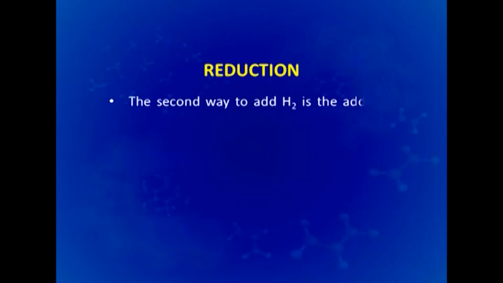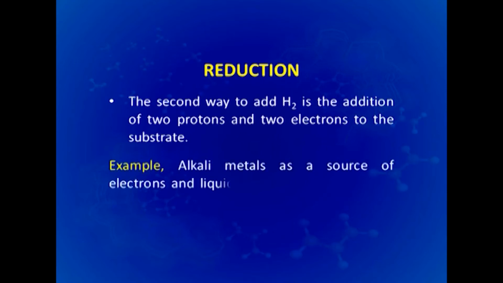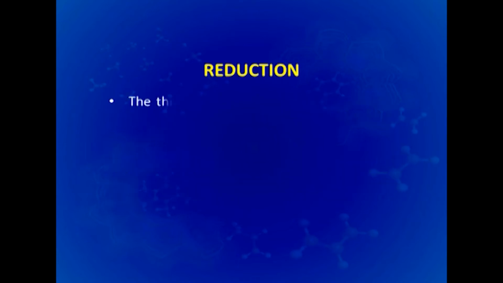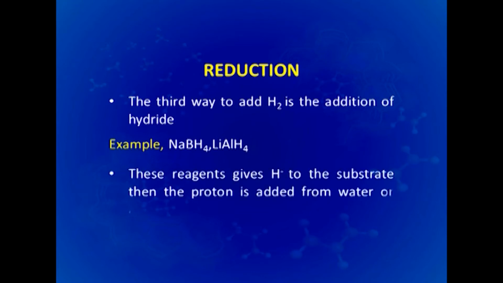And the second way of adding hydrogen is the addition of 2 protons and 2 electrons to the substrate. Here, normally we use alkali metals as a source of electrons and liquid ammonia as a source of protons, that is, sodium in liquid ammonia. And the third way to add hydrogen is the addition of hydride, with examples such as sodium borohydride or lithium aluminum hydride. These reagents give hydrogen as a hydride to the substrate, then the proton is added from water or alcohol.